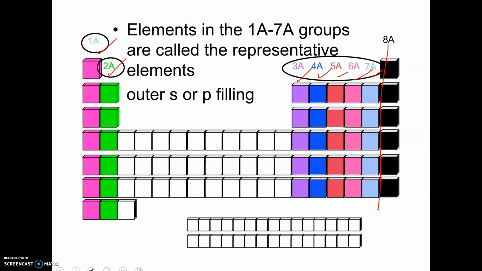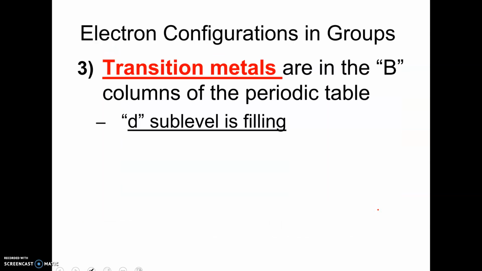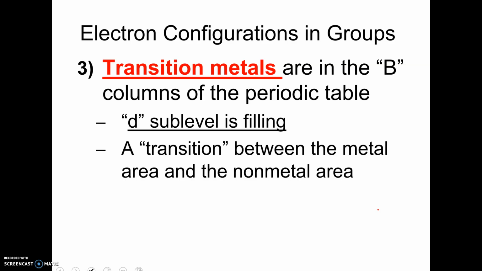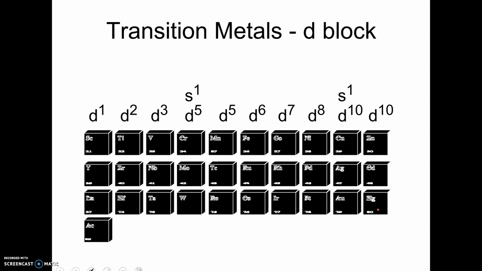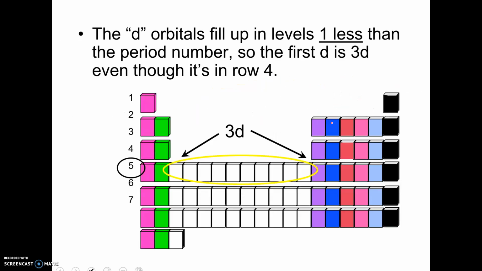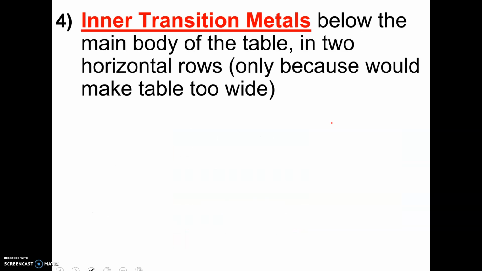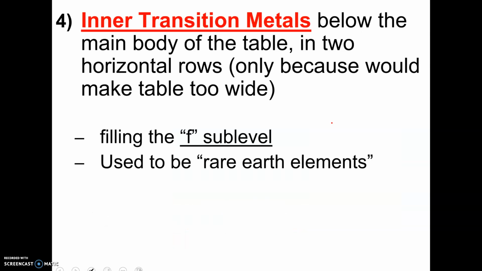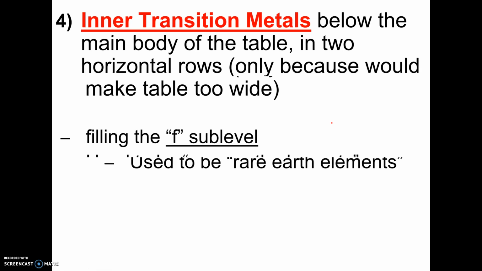Your transition metals are going to be D, your D block. It's a transition between the metal and the non-metal area. So it's everything in here. These were electron exceptions we talked about, how they wanted to have an exactly half full d or a completely full d. And again, this is our d's. And then lastly, our inner transition metals. These used to be called rare earth elements. That is our F block.